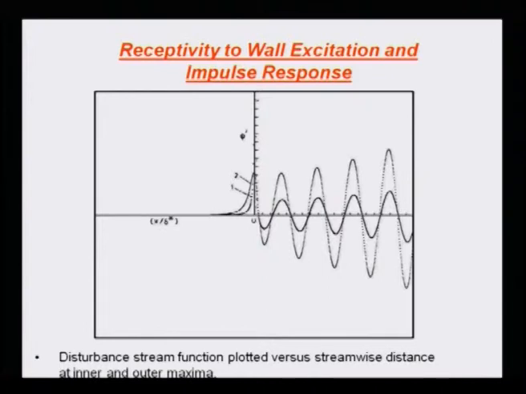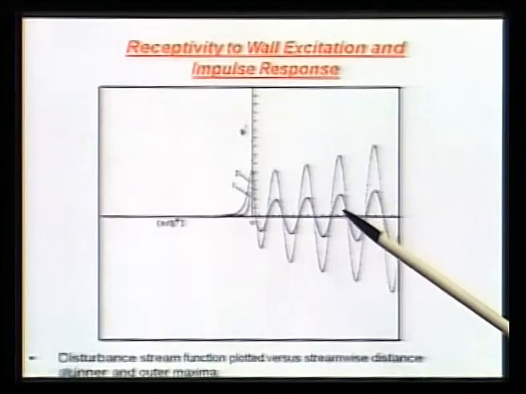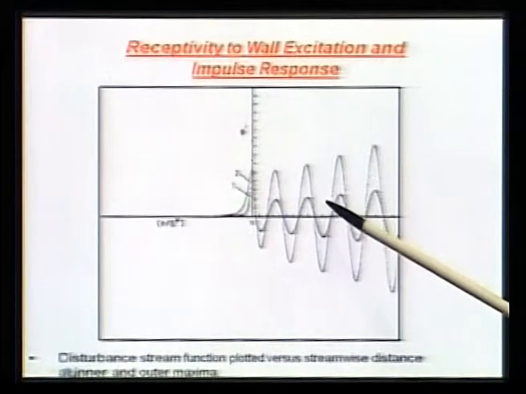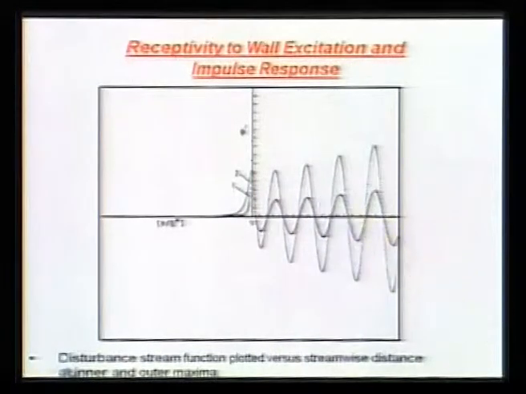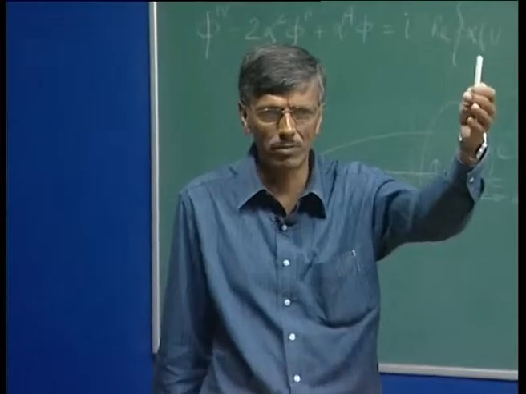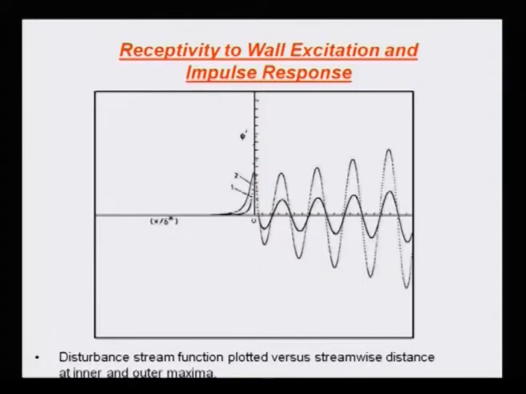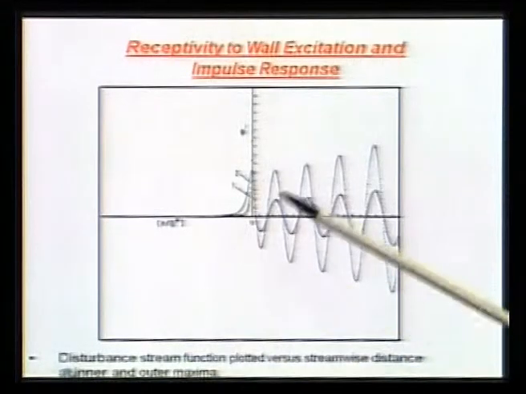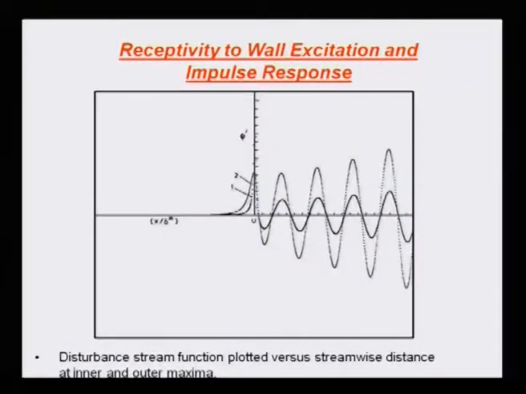It looks like what we also get a qualitative picture from stability theory, that we see the disturbances plotted at two heights. The solid line is the outer part of the shear layer, and the larger amplitude is the one that is closer to the wall. So, that is called the inner maximum. Okay.